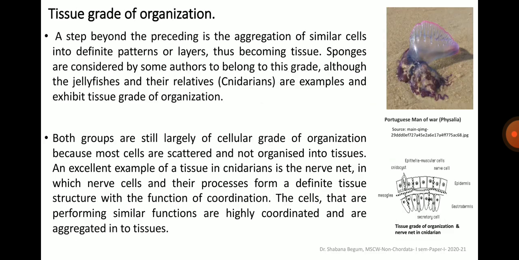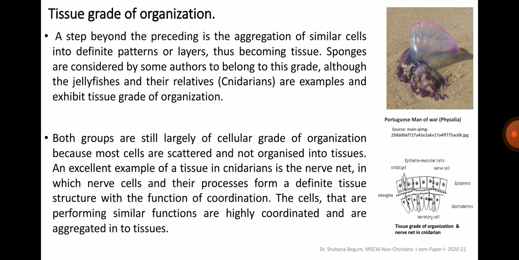The next type of body organization is tissue grade, that is tissue level of organization. It is a step beyond the preceding, the aggregation of similar cells into definite patterns or layers, thus becoming tissue. Sponges are considered by some authors to belong to this grade, although jellyfishes and their relatives, that is the cnidarians, are examples and exhibit tissue grade of organization.